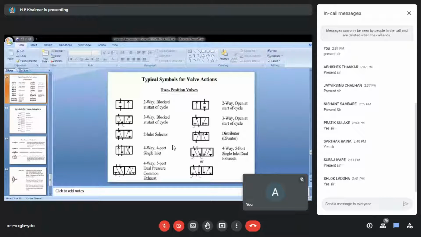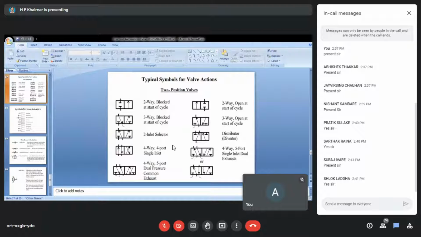There is the four-way, five-port, dual pressure, common exhaust valve. So common exhaust is also possible, and some of the circuits we will try with the common exhaust. Then there is a two-way open at the start of the cycle. That is the two-way normally open position. You can also call it NO, just as you indicate NC for the normally closed position. Then from the right, the second diagram, three-way open at the start of the cycle. P is connected to A in this case, and that is considered to be the start.